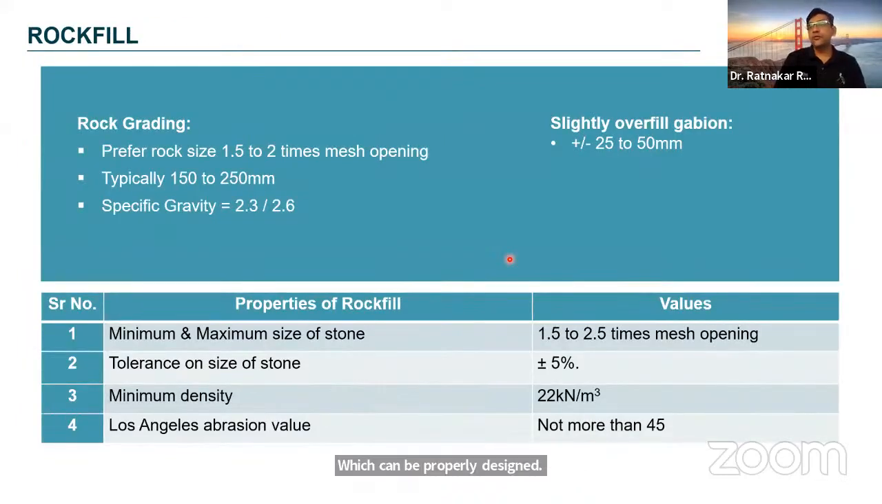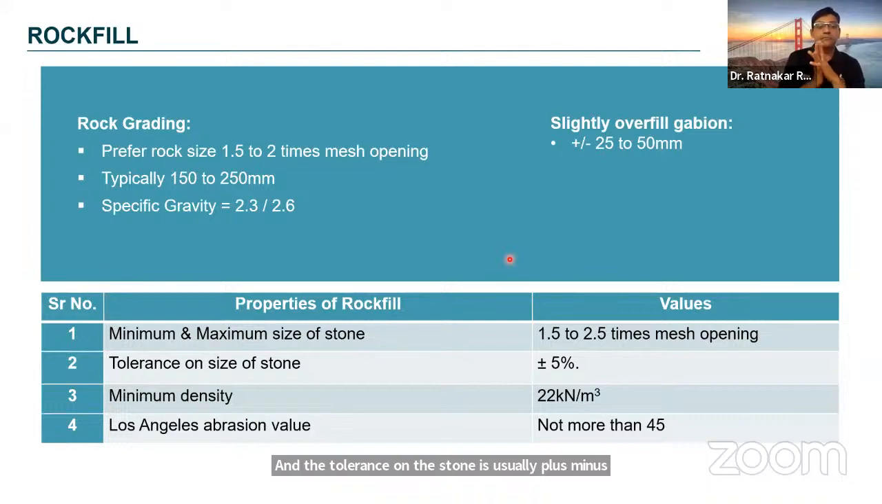Now, the fill material usually in these gabions is rock fill. There are certain requirements in terms of the filling of this material, or the specifications of this filling material. The size of the stone is usually governed by the mesh opening. You shall not have stones which are much smaller than the mesh opening, otherwise the stones will come out. You cannot have very big stone sizes, otherwise very low density will be achieved. Typically it's 1.5 to 2.5 times the mesh opening. And the tolerance on the stone is usually plus minus 5%.